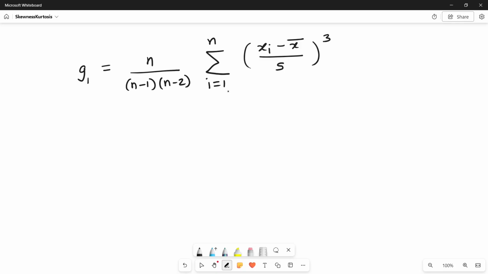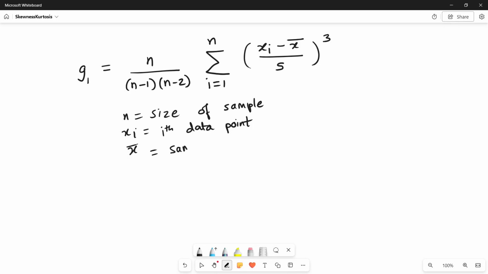Okay, so n is the size of the sample, and xi are all the data points. xi is the ith data point, x bar is the sample mean, and s is the sample standard deviation. It's the standard deviation of the sample.